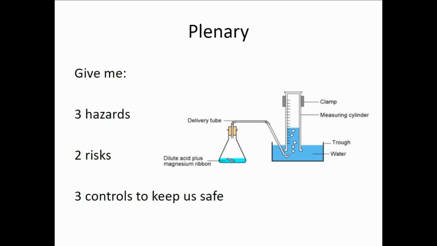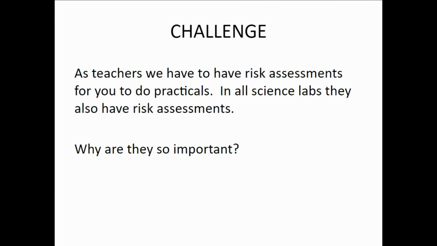So for our plenary, we're looking at another experiment now where you've got some acid and magnesium ribbon and we are measuring the gas coming off it in a trough of water. You need to try and identify 3 hazards and 2 risks and then tell us 3 controls to keep us safe. Challenge task. As teachers, we have to do risk assessments for you to do practicals. In all science labs, they also have risk assessments. Why are they so important?